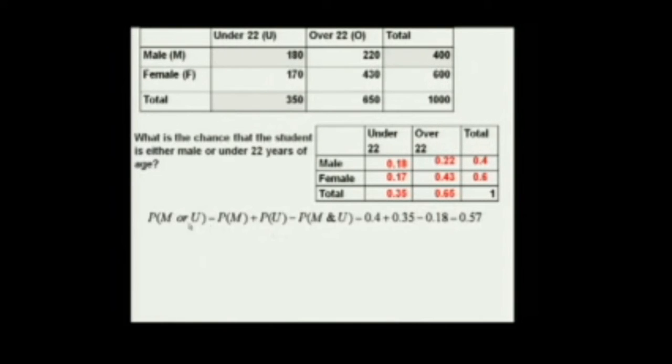And that's what we did here. P(male or under) is equal to P(male) plus P(under) minus the intersection or the coexistence part, which is P(M and U). Well, P(male), we know male is 0.4. P(under), that's this one here, 0.35. How about P(male and under)? Well, male and under would be this portion here, the 0.18. And again, from the table, we were able to immediately calculate the probability of male or under.